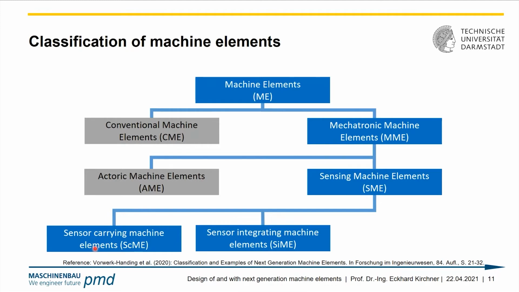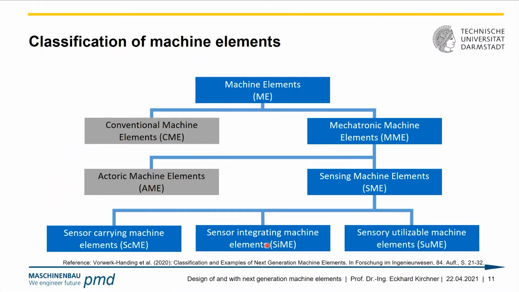We have sensor integrating machine elements. Okay, there's obviously a difference. Here we have only a sensor. Now it's integrating. The machine element integrates the sensor, and that means also that we have to somehow include some intelligence, some way to communicate between the sensor and a control system. That all needs to be included in the machine element. And the third group, however, is what we call sensory utilizable machine elements. This machine element includes an effect which can be somehow used as a sensor.